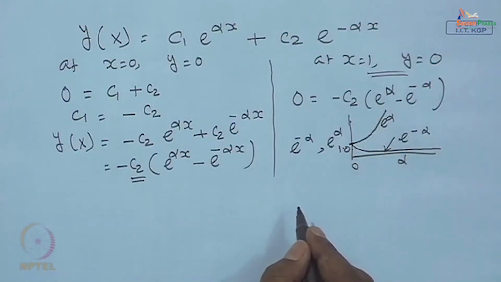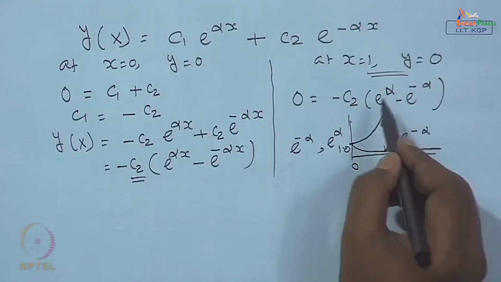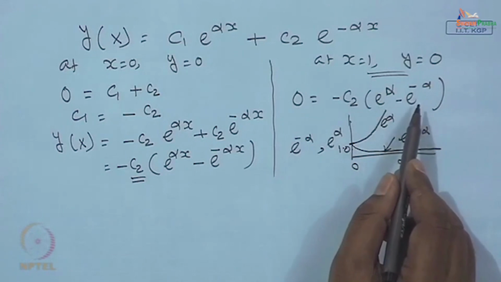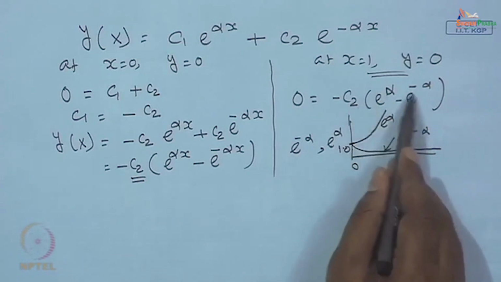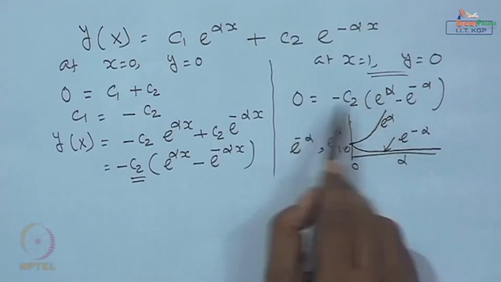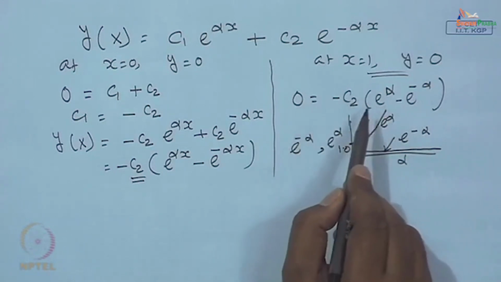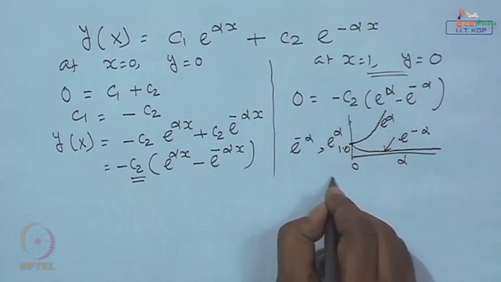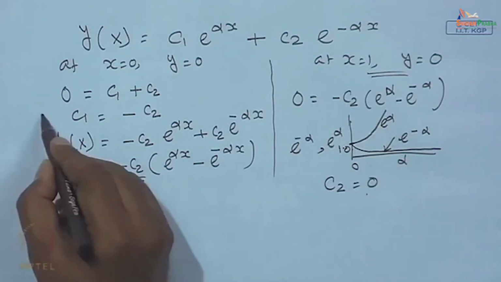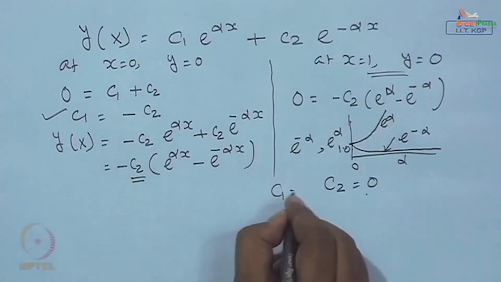So, what I mean by this analysis is that e to the power alpha is always positive and e to the power minus alpha is always positive. So, their combination is always a positive quantity. In order to satisfy this equation, the only option is that C2 is equal to 0. Now, if C2 is equal to 0, from this we get C1 is equal to 0.